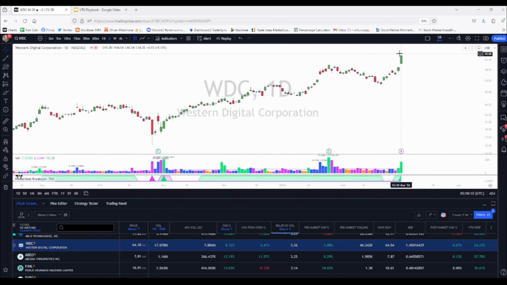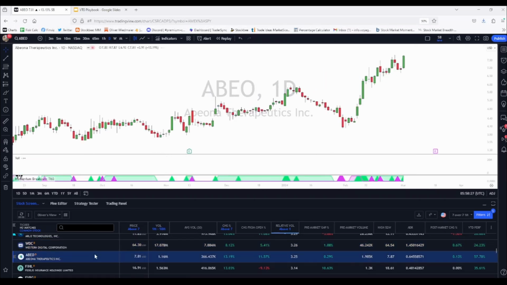Let's see here. 8%. I'm not a big fan of this, so I'm not going to put it on a watch list. It just doesn't seem like it was a big enough ignite candle. We really want to see a big, ginormous ignite candle.